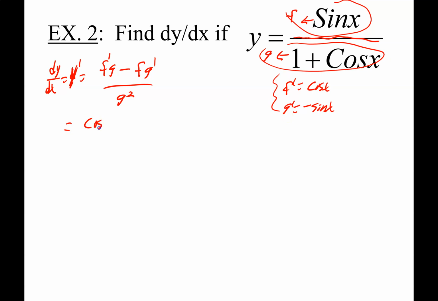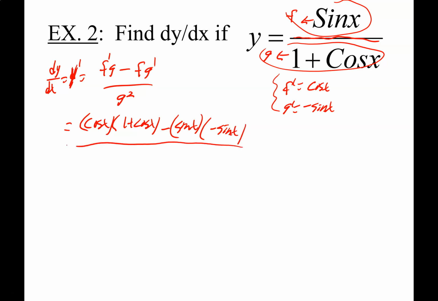So f prime is cosine times g, which is 1 plus cosine, minus f, which is sine, times g prime, which is negative sine, and then all over g squared. Our g is 1 plus cosine, quantity squared. I'm not going to distribute that on the bottom. Again, when we were talking about quotient rule, I said typically I don't, because in multiple choice they usually just leave the bottom alone. You'll see another reason why I'm not going to mess with that here in a minute.